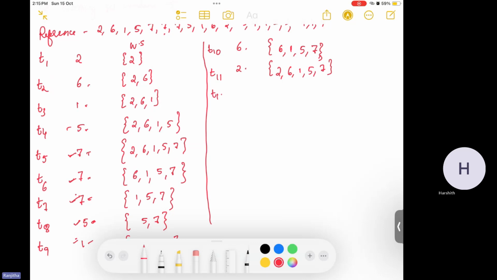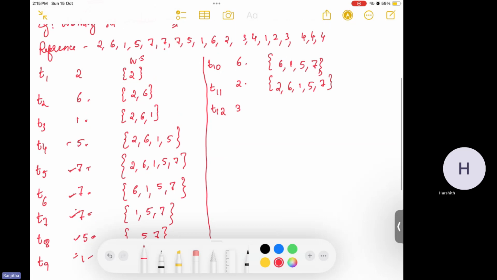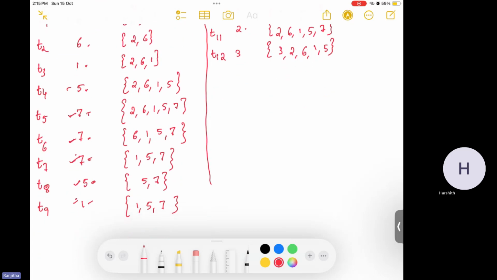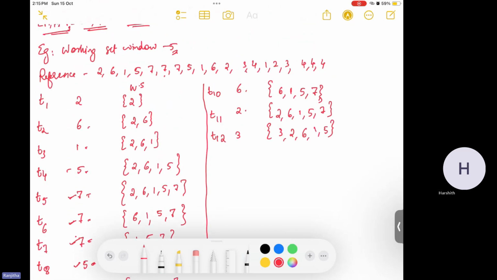Now at T12, we are referring 3. When 3 is referred, let's see the last 5 accesses include 3, 2, 6, 1, and 5. So as we can see, this keeps shrinking and expanding. At T13, when 4 is accessed, the working set becomes 4, 3, 2, 6, 1.